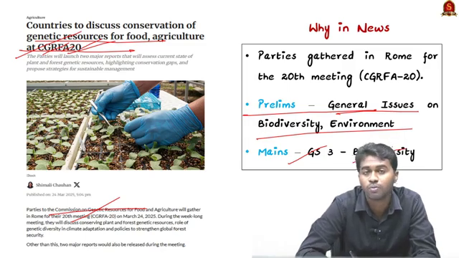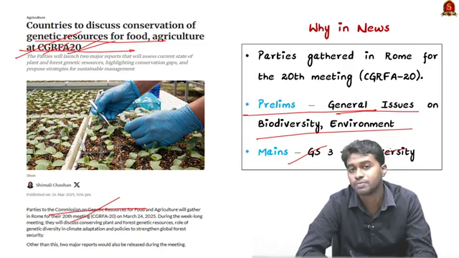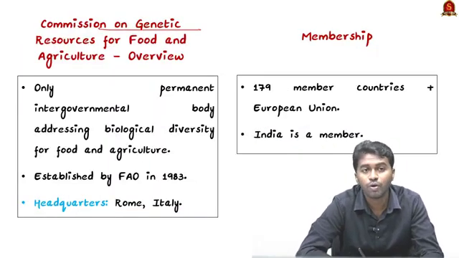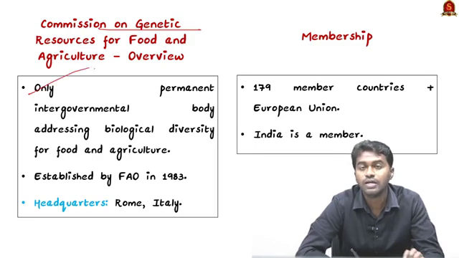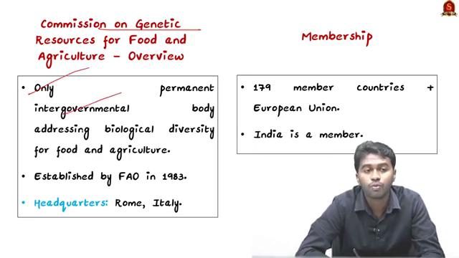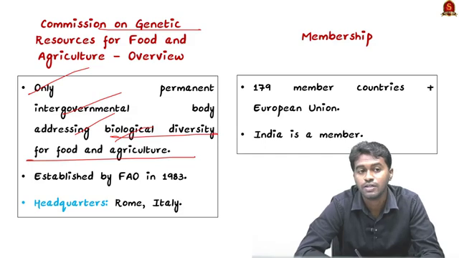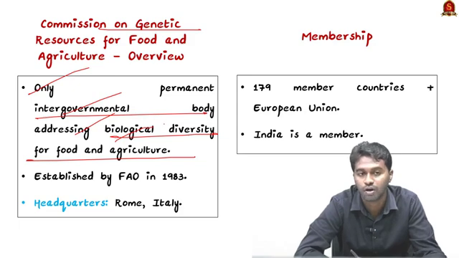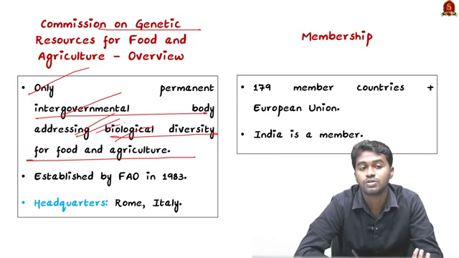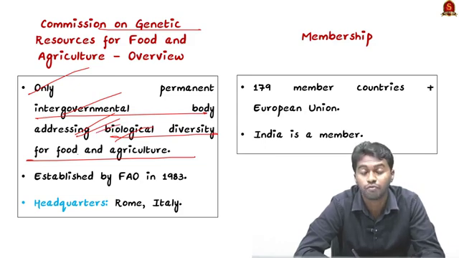So let us discuss more about this commission from the prelims point of view. First, we are going to see an overview about the commission. It is the only permanent intergovernmental body for addressing the problems or issues associated with the biological diversity for food and agriculture. We have other permanent intergovernmental bodies like the United Nations and the World Trade Organization, but this is the only permanent body that we have to address issues associated with the biological diversity for food and agriculture.